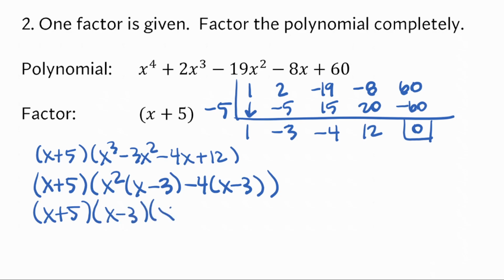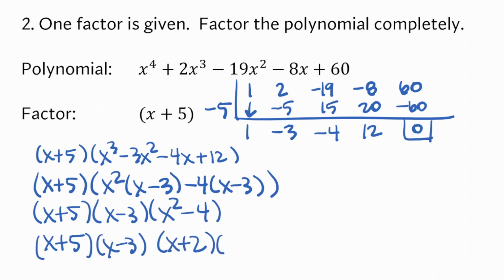Okay. And then I see a difference of 2 squares. Okay, and I've got it fully factored. I had a 4th degree polynomial. I broke it down into 4 linear factors. That's as good as I could hope for.